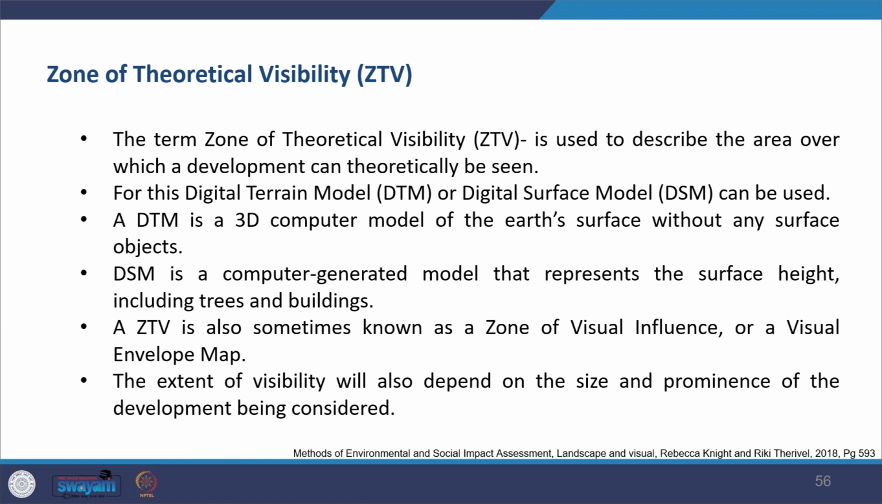ZTV is also called zone of visual influence, or visual envelope map as well. So you might come across these terms also. And how far this study area has to be also varies depending on the nature of the project or the proportion of the project versus the landscape. So the range can be from 10 kilometers to 30 kilometers or even beyond that. So that was about scoping.